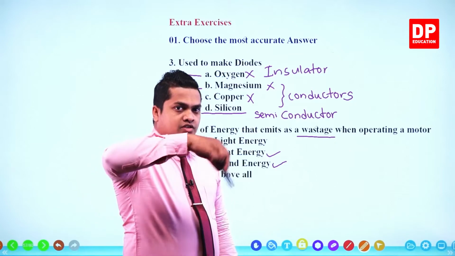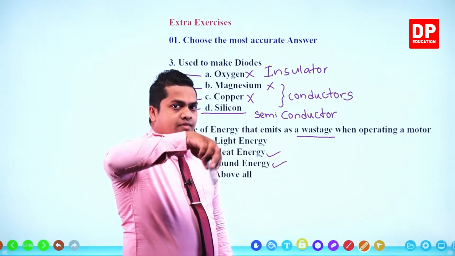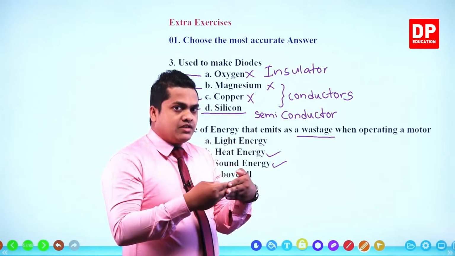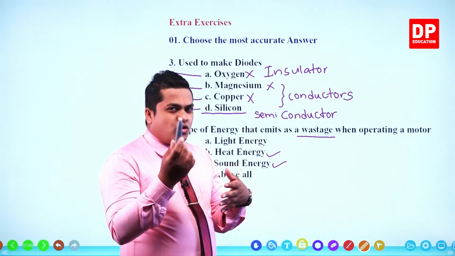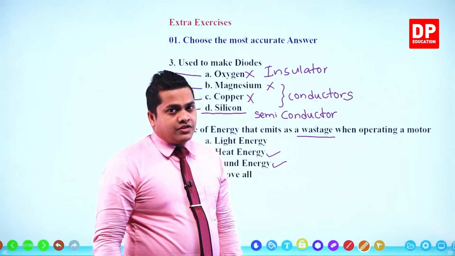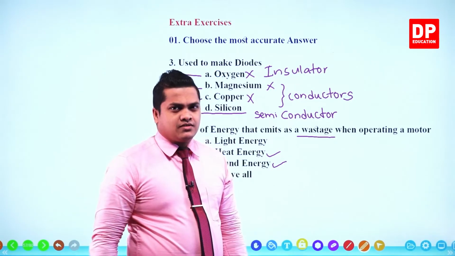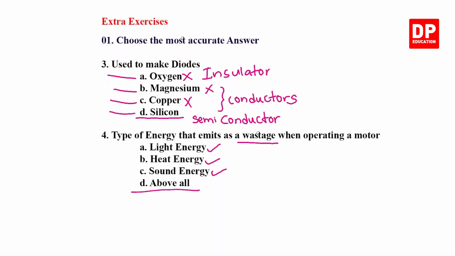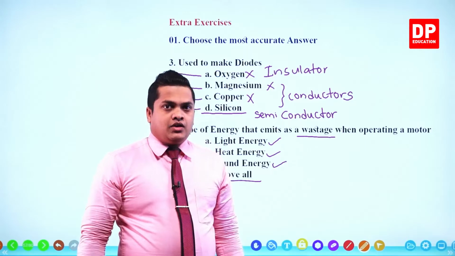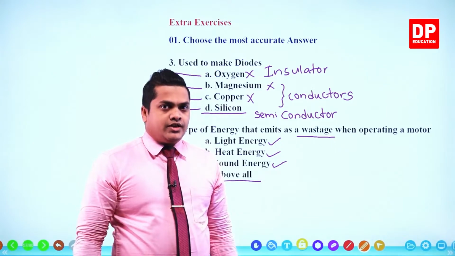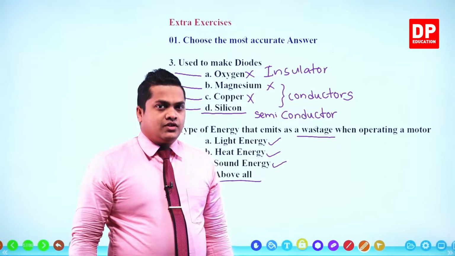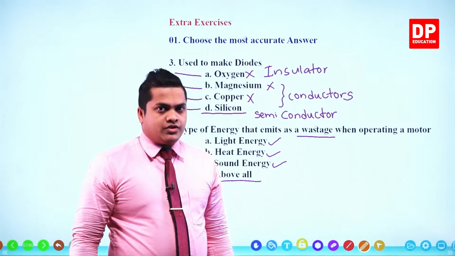When the motor is going to rotate around a magnet, and when electricity is being provided to those terminals in a motor, small bits of sparks are getting created which emit light. Very small sparks, but light is getting emitted. So light is also correct, my dear children. So the answer for this would be all of the above, right? All of these energies are created as wastage during the operation of a motor.